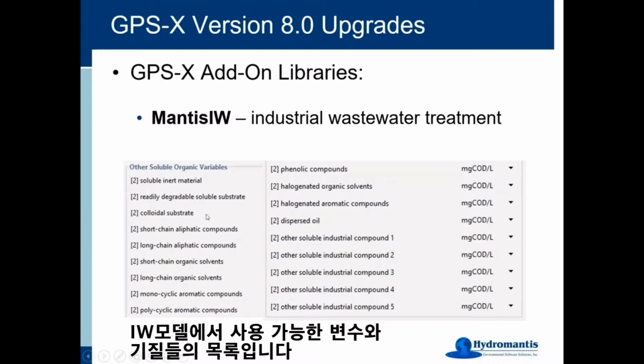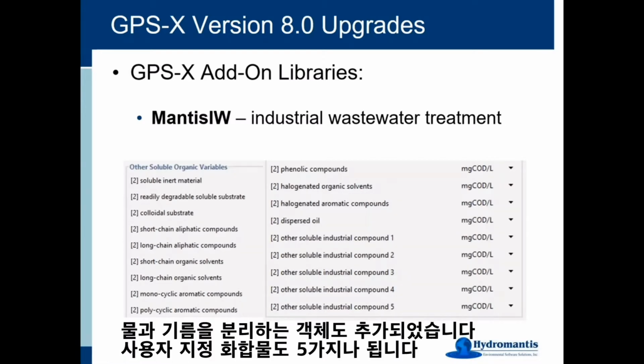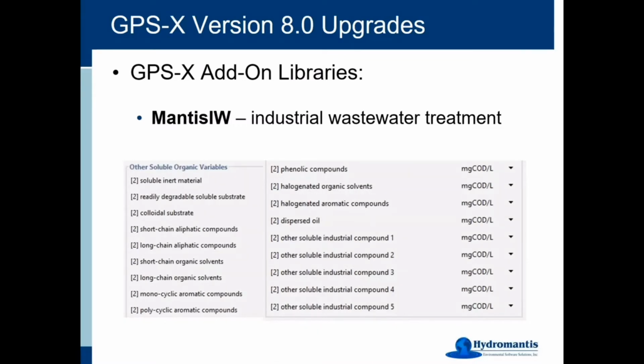So you can see here some of the different types of substrates in our industrial wastewater treatment model, the industrial version of GPSX. So we have aliphatic compounds and organic solvents and aromatics and so on. We have included oil as well. We actually have a new object there for the oil-water separation in this library. And then we have 5 generic user-defined industrial compounds that you can actually specify what you want those to be and include them in the system.